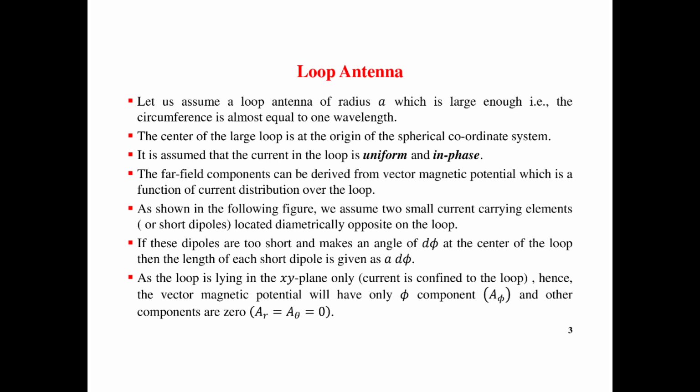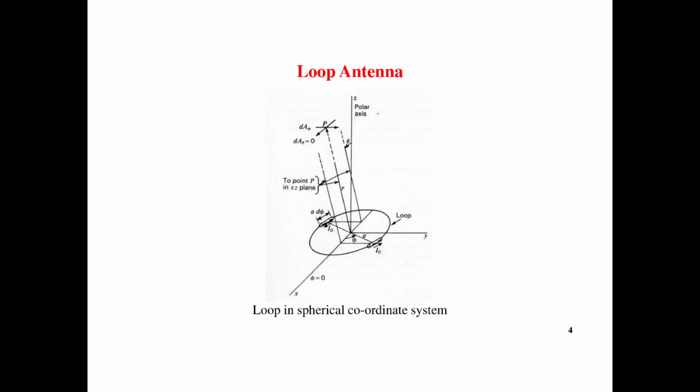As shown in the figure, we assume that two small current conducting elements are located diametrically opposite on the loop. If the dipoles are too short and make an angle dφ at the center of the loop, then the length of each short dipole is given by a dφ. As the loop is lying on the xy plane, the current is confined to the loop. Hence the vector magnetic potential will have only the phi component, and the other components A_r and A_θ are equal to 0.